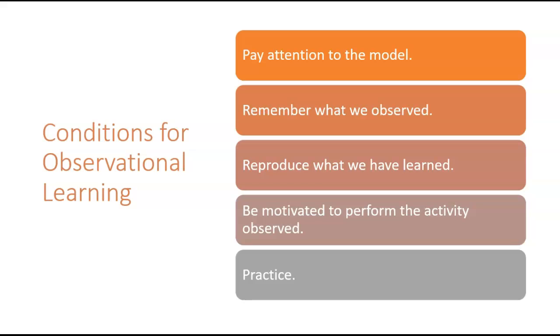Now, what's going to prompt you to repeat what you have learned, to reproduce it again? That requires motivation. What about perfecting it? So, you can observe a model, and the first time you can make an attempt at performing the task that you've observed, and it may be less than well practiced. So practice then enables you to perfect the behavior that you've observed.